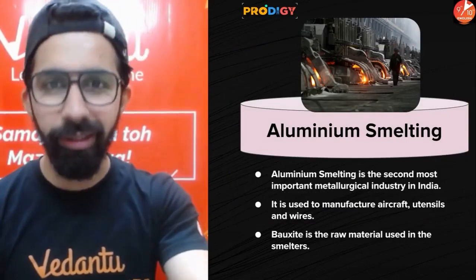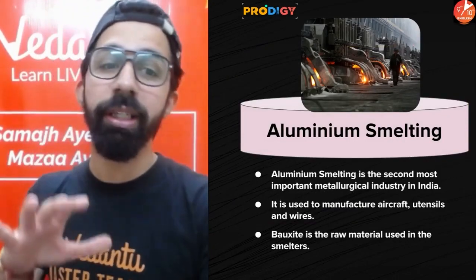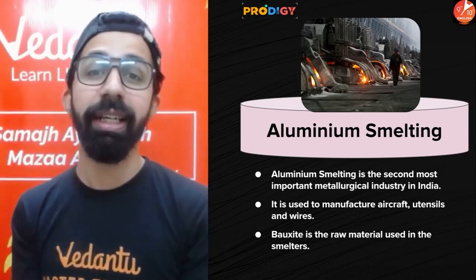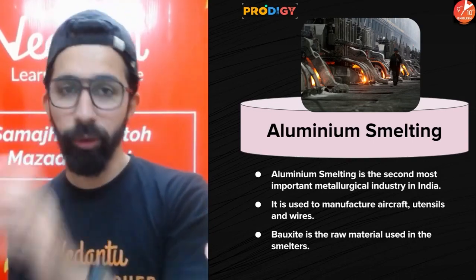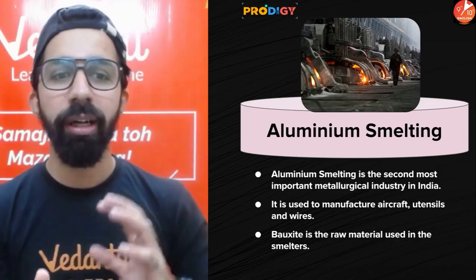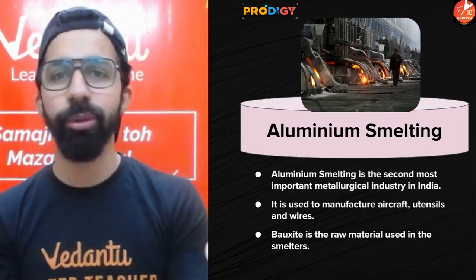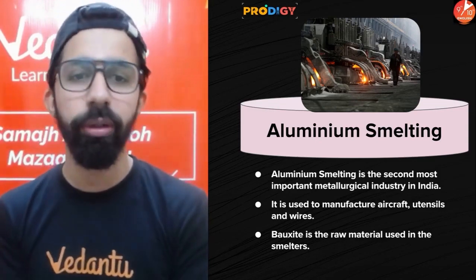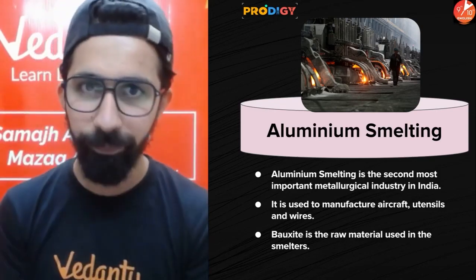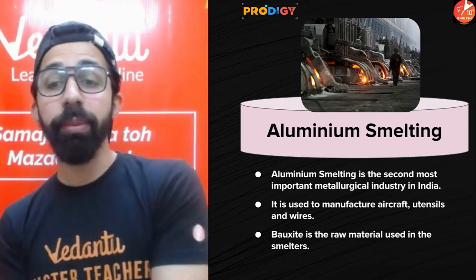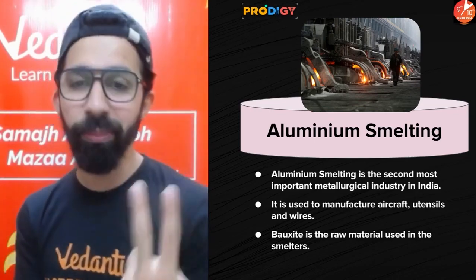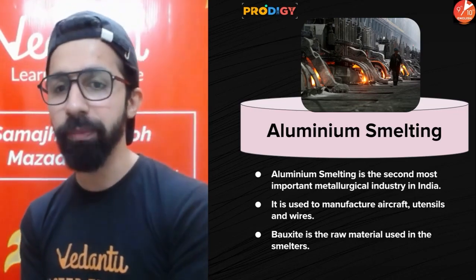Coming to the second one from this category, we have aluminum smelting. Guys, what is smelting? Extraction of metal from its ore. It is a process which involves heating and melting. So it is a process through which metals are extracted from its ore by the process of heating and melting. All right. So guys, aluminum smelting is the second most important metallurgical industry in India.